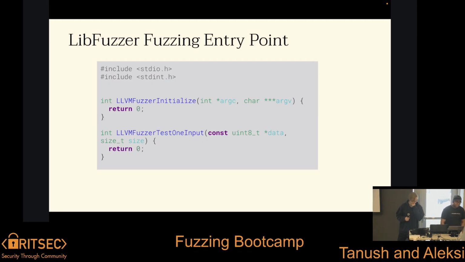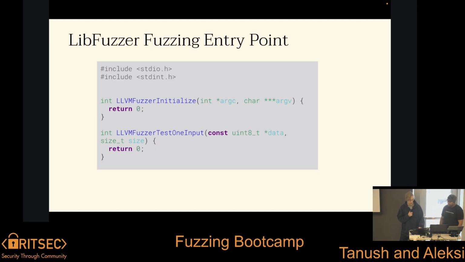Basically, persistent mode will just keep the program alive and feed new data in a loop. I think that's a bit more obvious on the next slide as well. So you have two main functions here. You have your LLVMFuzzerTestOneInput, which is the fuzz target, the function that the fuzzer is going to call repeatedly. It takes two inputs in the signature. You have your data, which contains the mutated input generated by the fuzzer.